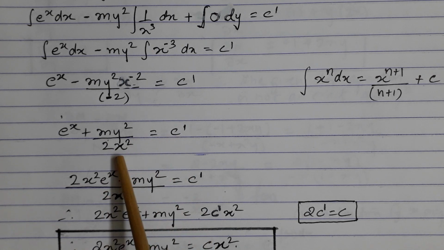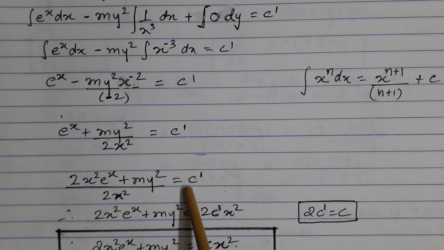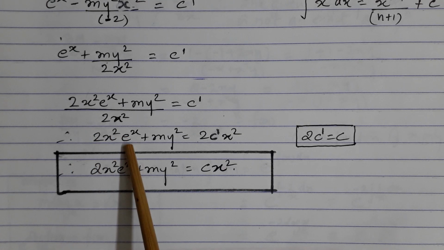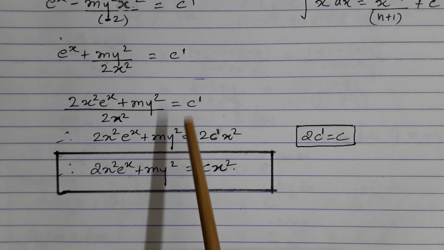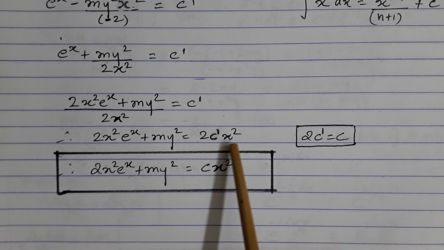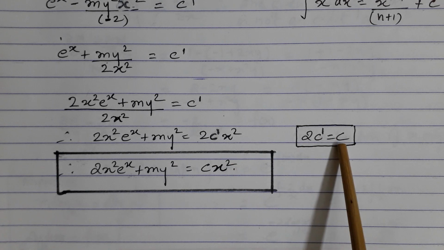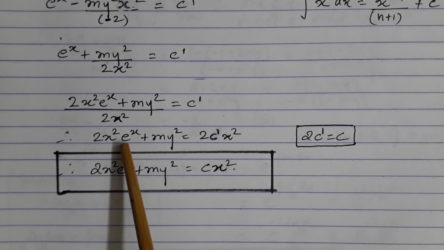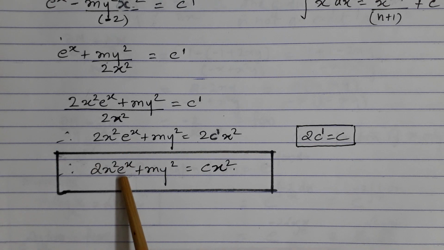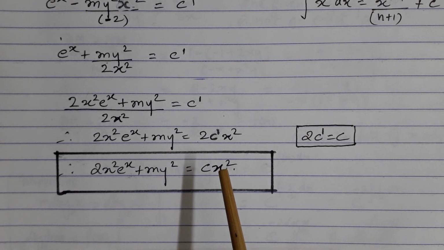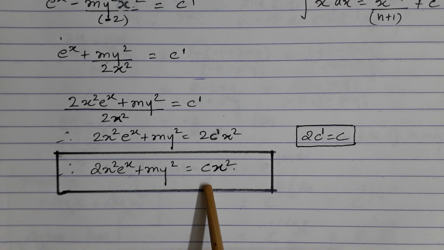Now taking the LCM, we can write 2x square e raised to x plus my square upon 2x square is equal to c dash. And now this can be written as 2x square e raised to x plus my square equals 2c dash x square. And 2c dash can be now written as another constant c. So this can be now written as 2x square e raised to x plus my square equals cx square. So this is the solution for the given differential equation.